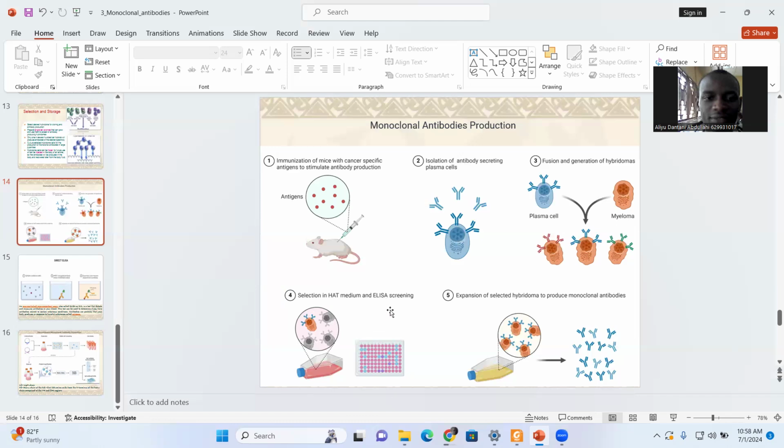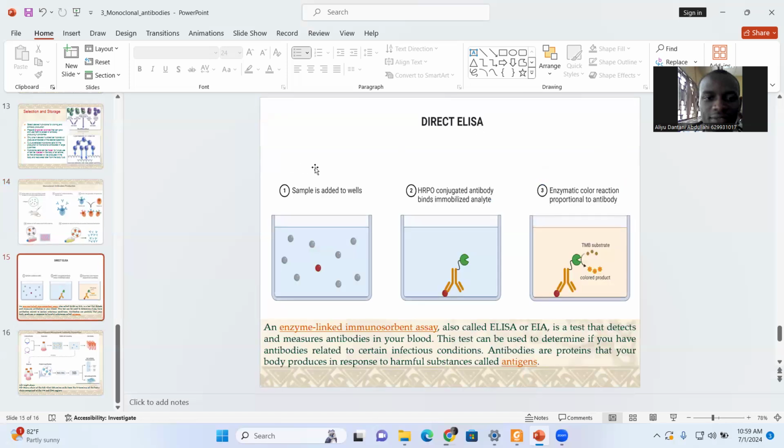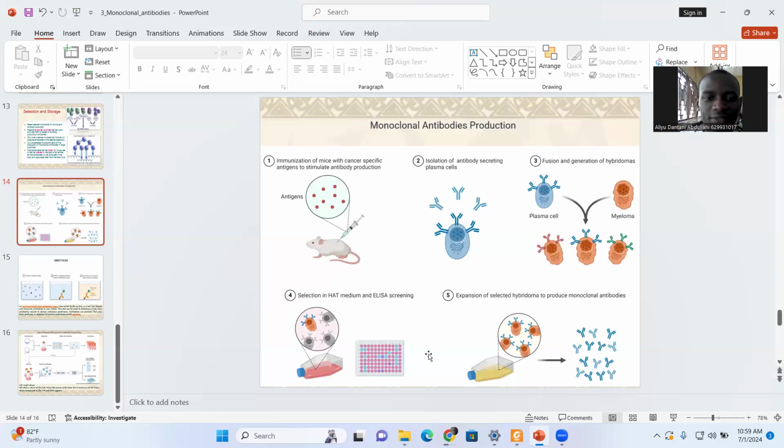So the screening is done with ELISA. What is ELISA? I think we should talk about ELISA, right? Direct ELISA. There are different types of ELISA, direct, indirect, sandwich, but here we just touched on direct ELISA. For direct ELISA, your sample is added to the wells, right? And this is your sample. You've done the fusion, yeah? So of course, you're going to have a control where it's just the plasma cell, another control for myeloma cell, then another control for your fusion cells where you're hoping fusion is successful.